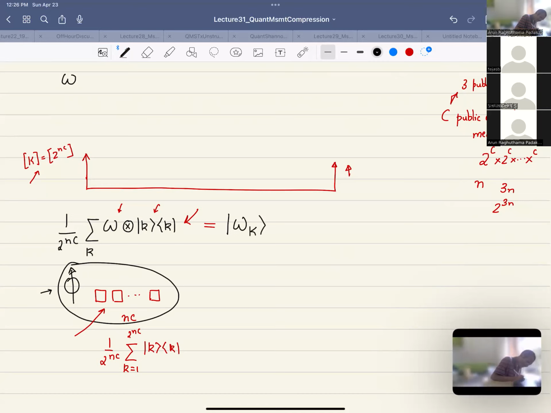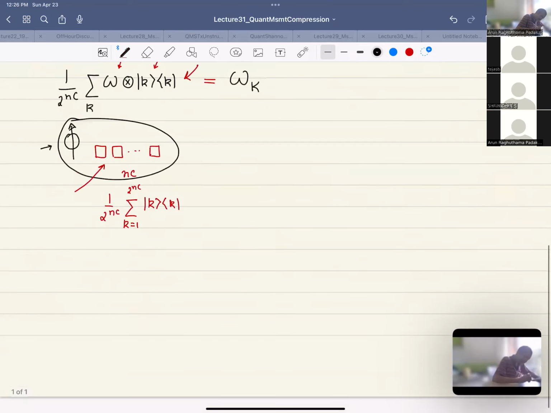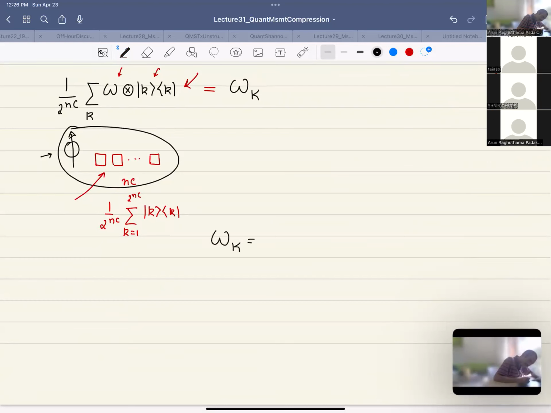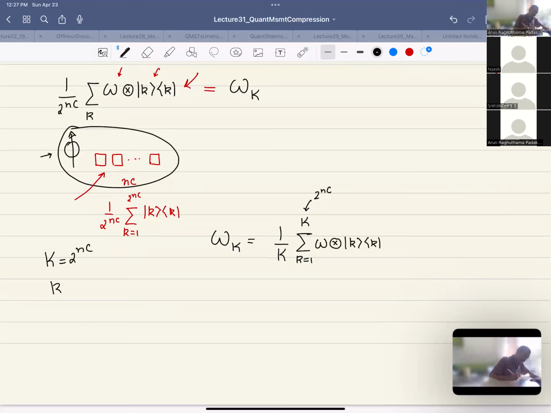I'm going to define this as omega k. There's a k at the bottom telling you that there are some public coins with the state omega. I might use k and 2 power nc interchangeably. Capital K is the range of your public coins. Little k denotes a realization of the public coin. So I can say k equal to 1 through capital K. So this is essentially 1 by 2 power nc, omega tensor outer product k. So that's my state.